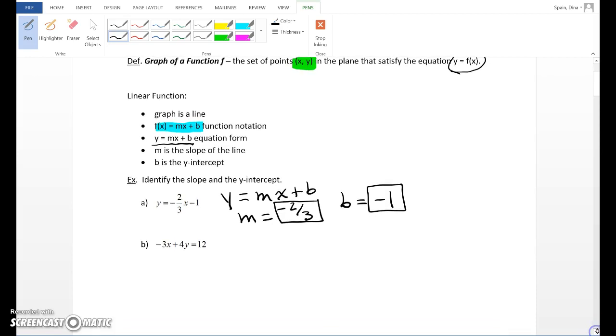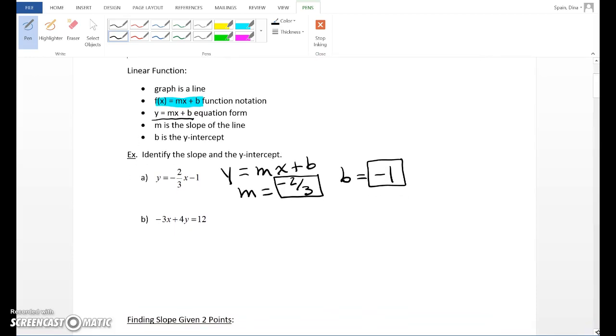Let's see what happens for part B. Look at part B. It is not in slope-intercept form. We'll get to that later. It's not in the y equals mx plus b form. So all we have to do is solve this for y. So let's add the 3x to put it on the other side. Then if we divide through by 4, we'll have it solved for y.